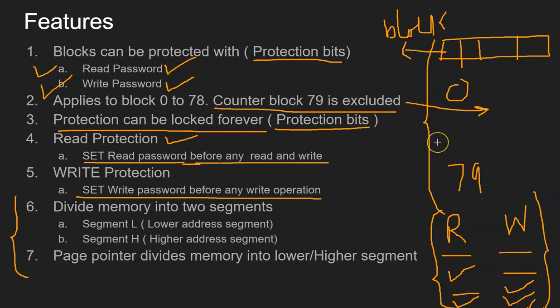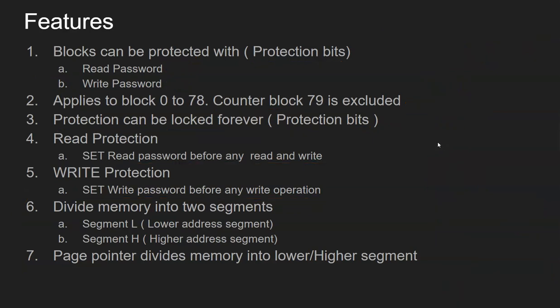This entire memory block can be divided into two segments. This is like having multiple applications in a single tag. When you divide, you have two segments: segment L, the lower address segment, and segment H, the higher address segment. In order to divide it, you use what is called a page pointer. The page pointer divides the memory into lower and upper.